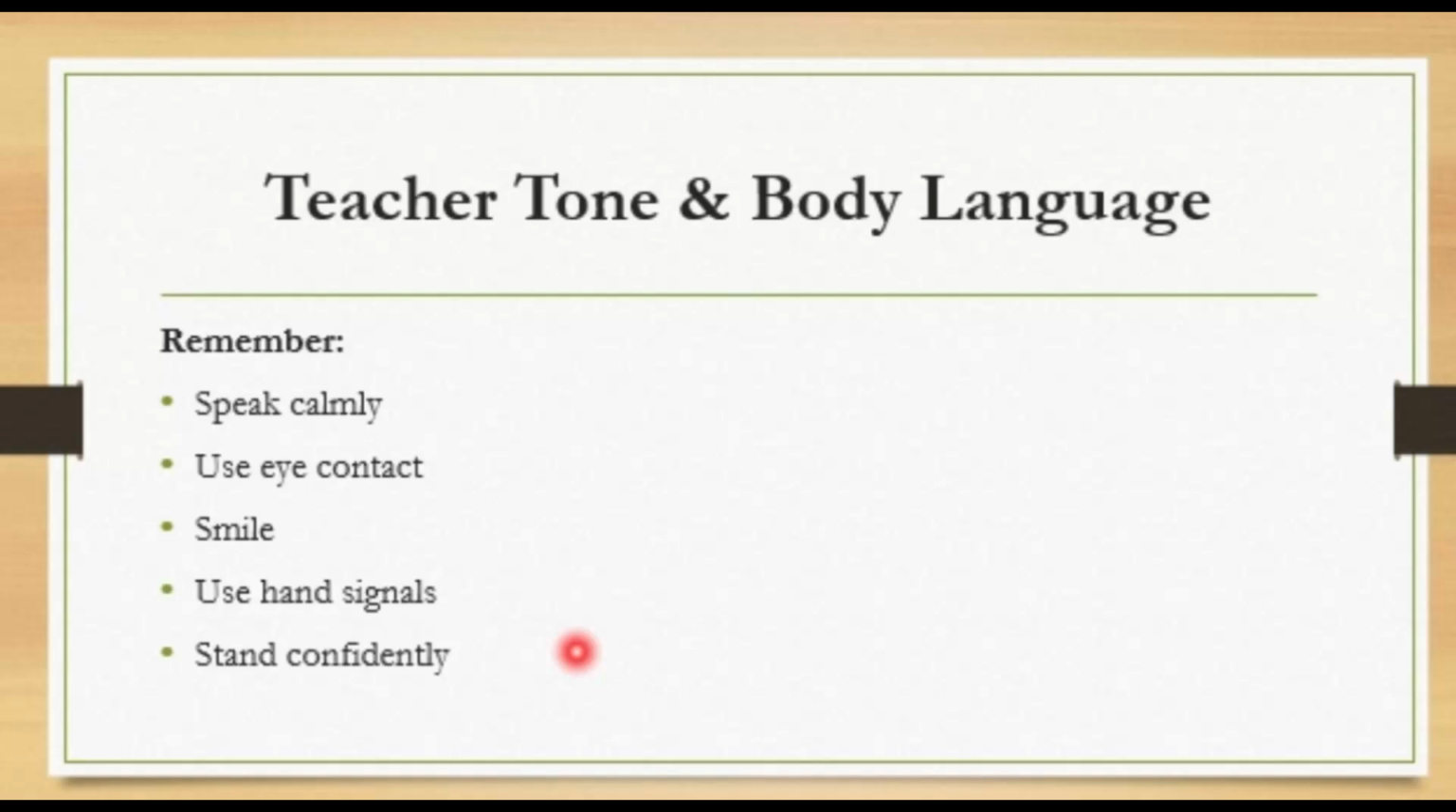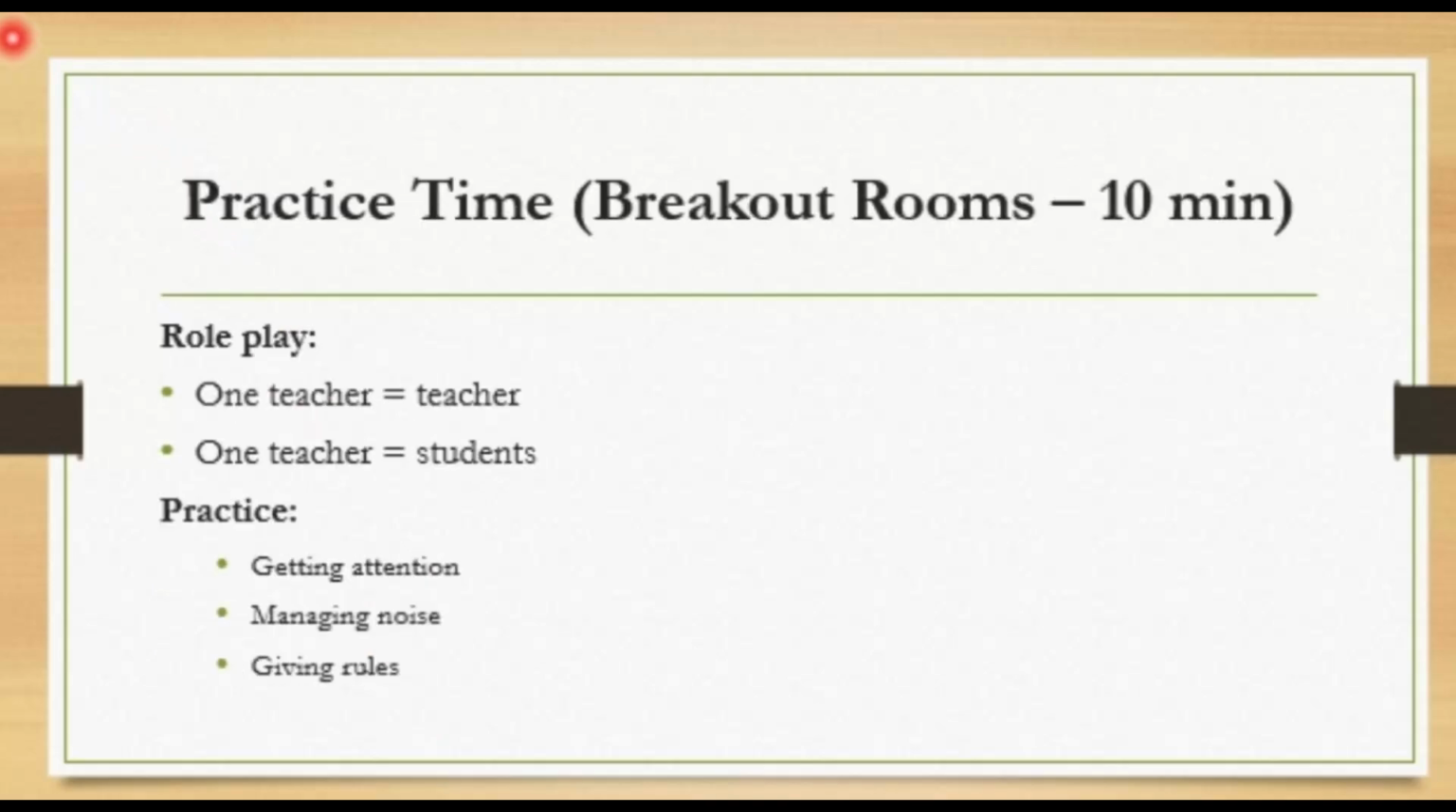So that's the thing that I learned. For that reason, our tone and our body language are really important in the classroom. So we should speak clearly. We shouldn't shy away from them. We should be confident. We should use eye contact, and we should smile. We should use hand signals. If we use body language and hand signals, it means we are confident. We know what we are doing, and we should also stand confidently as well. So these are some of the things that I want to share with you about classroom management.